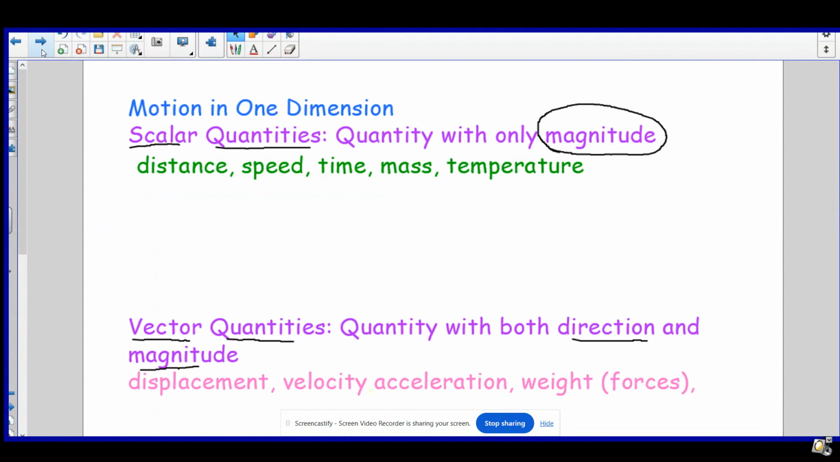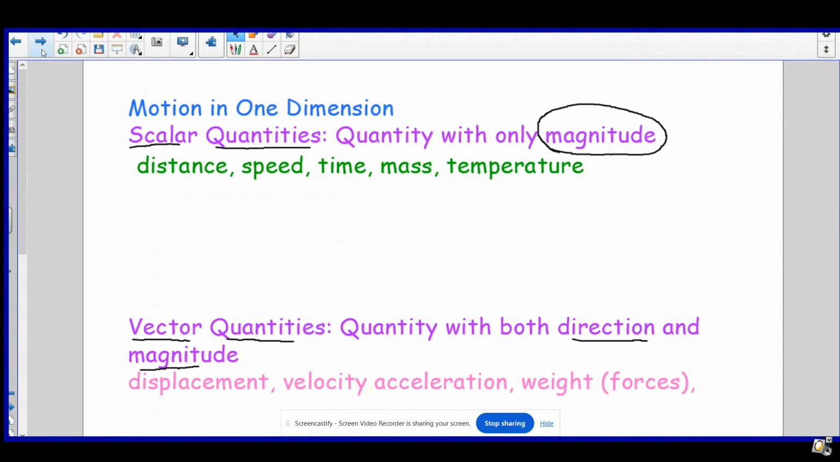We will start to group our measurements into different categories. One of those categories is scalar quantities, so measurements that you can take that have magnitude only. It doesn't matter what direction, so things like distance, speed, time, for example, right? Time just tick, tick, tick, tick, tick. It doesn't matter if it's up, down, left, right, it has no direction.